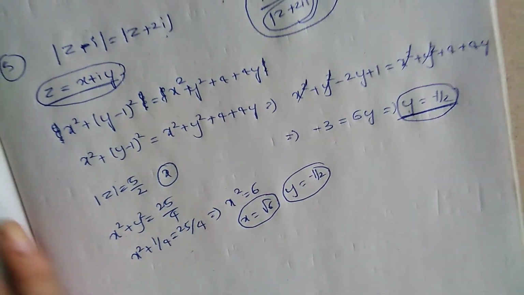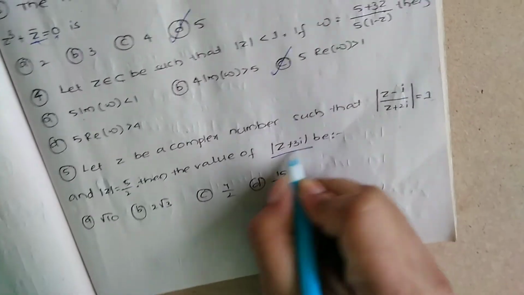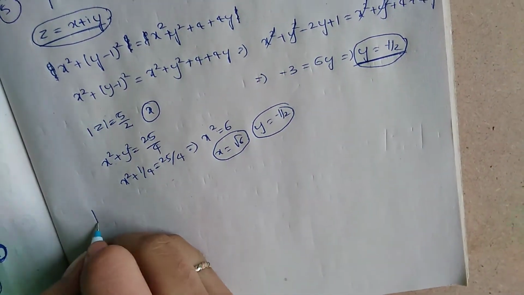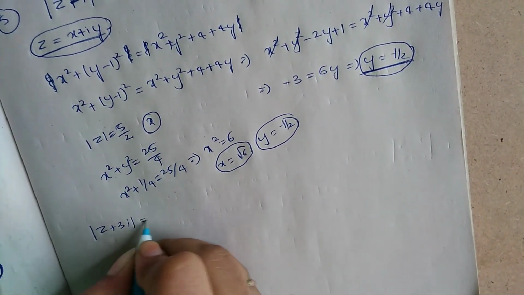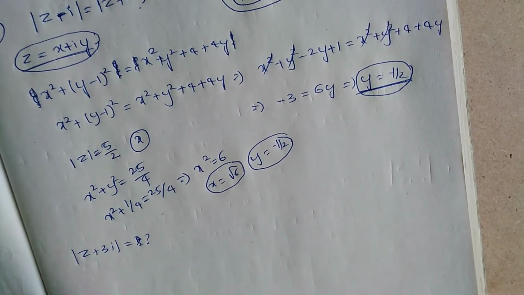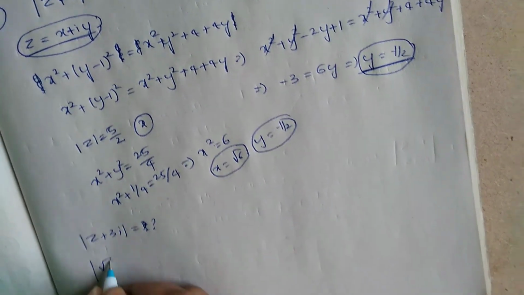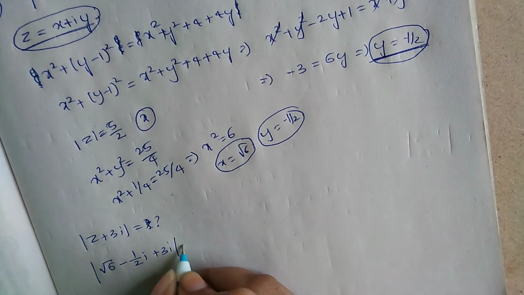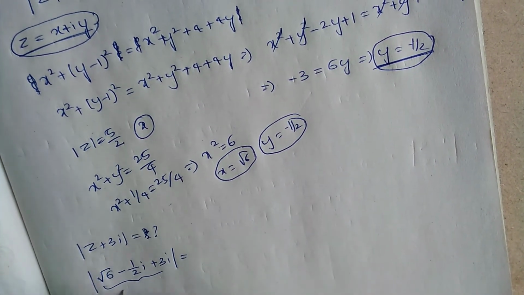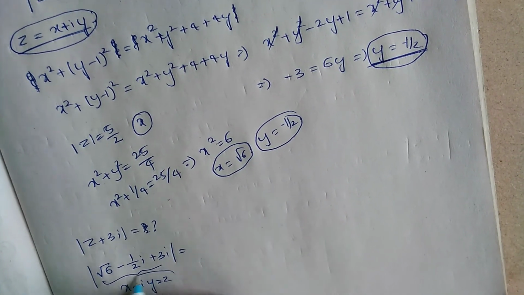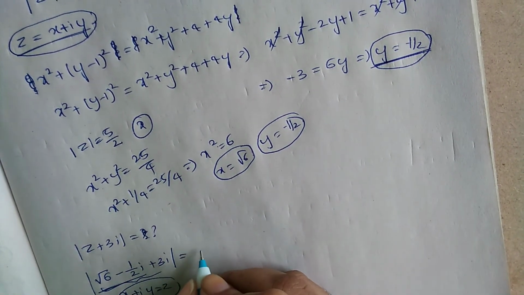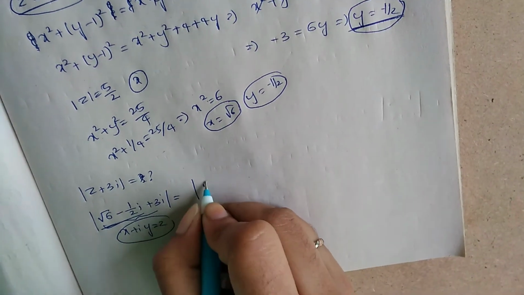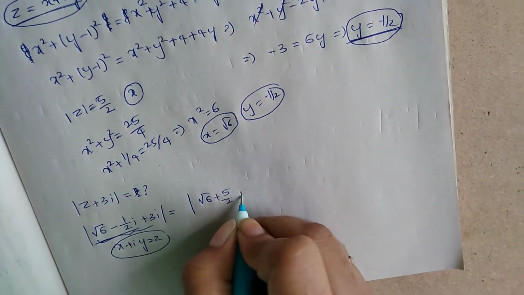So what do we want? This value. So what is it? Mod z plus 3i is equal to how much? Okay, can I write this as root 6 minus 1 by 2 i plus 3i? Yes or no? It is x plus iy, so I can write it like this. Okay, what can you get? Root 6 plus 5 by 2 i.